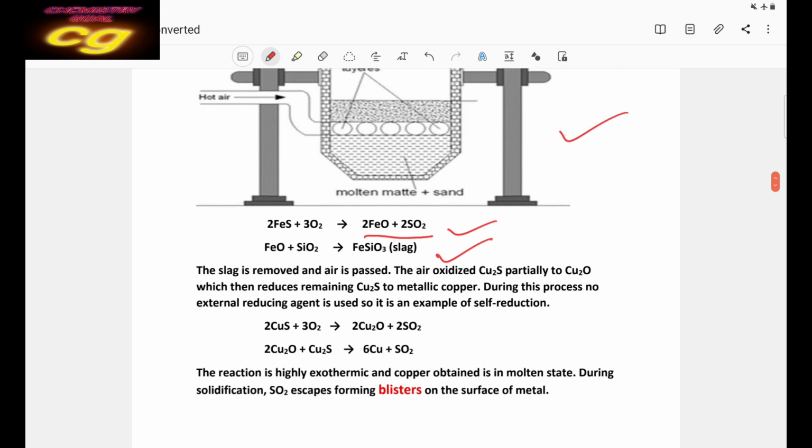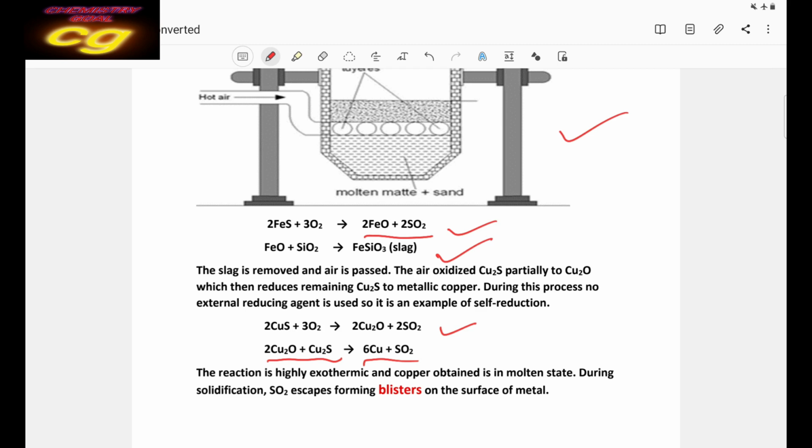Then during the heating, copper sulfide converts to copper oxide, because the copper sulfide and iron sulfide mixture remains. Then the copper oxide and the unreacted copper sulfide both react. Then a self reduction takes place, so it converts to copper, and ultimately you will get copper. The copper is produced in the form of molten copper.